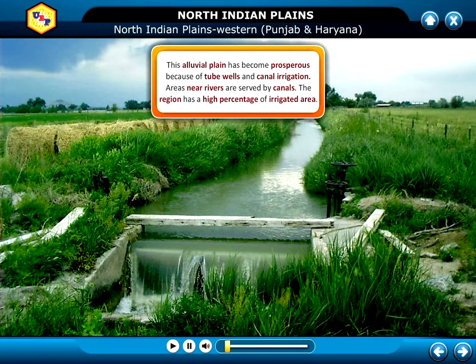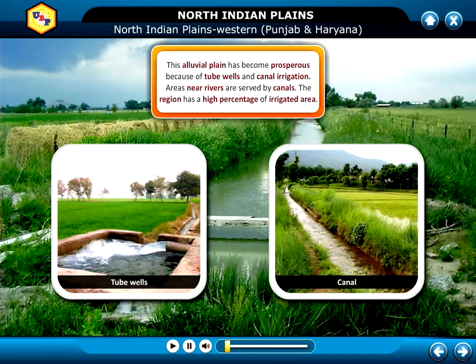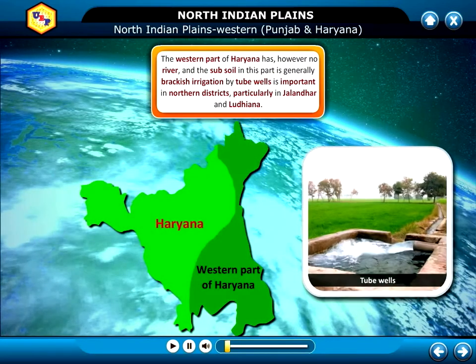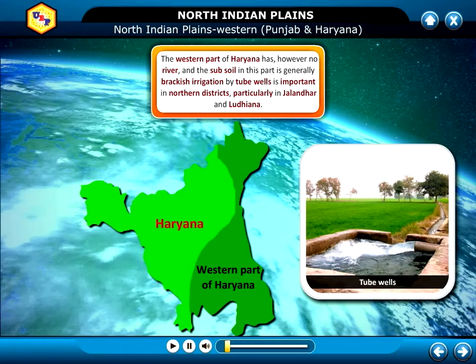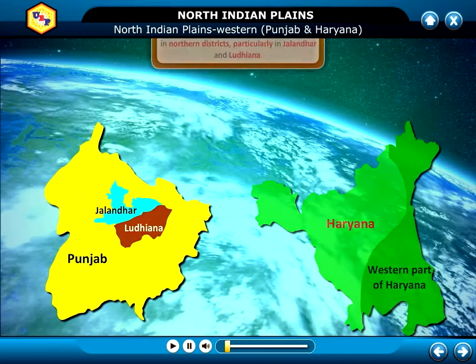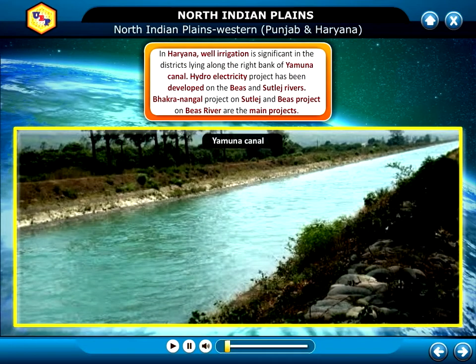This alluvial plain has become prosperous because of tube wells and canal irrigation. Areas near rivers are served by canals. The region has a high percentage of irrigated area. The western part of Haryana has, however, no river, and the subsoil in this part is generally brackish. Irrigation by tube wells is important in northern districts, particularly in Jalandhar and Ludhiana. In Haryana, well irrigation is sufficient in districts lying along the right bank of Yamuna Canal.